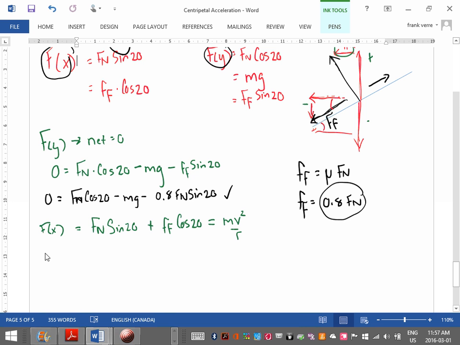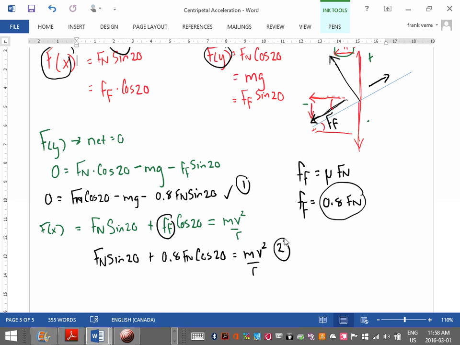We'll just do one more little change over here. So we have Fn sine 20 plus, so again, we can make that substitution now, plus 0.8 Fn cosine 20 is equal to mv squared over r. Okay, I'm going to call this equation 1. I'm going to call this equation 2. Okay? So far so good? Alright.